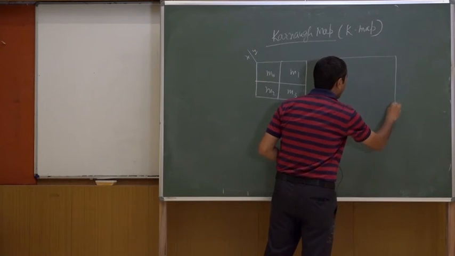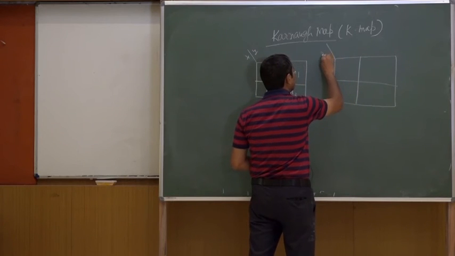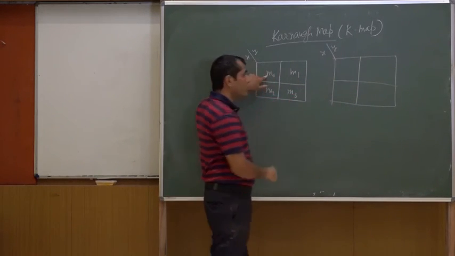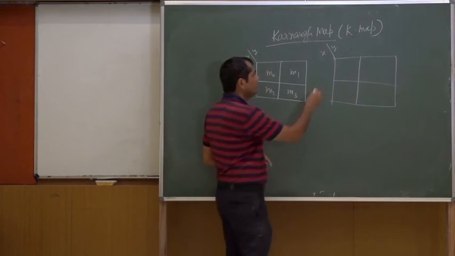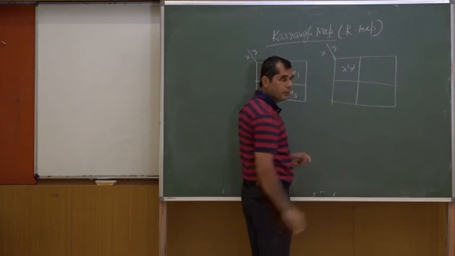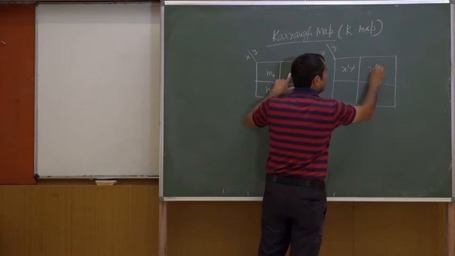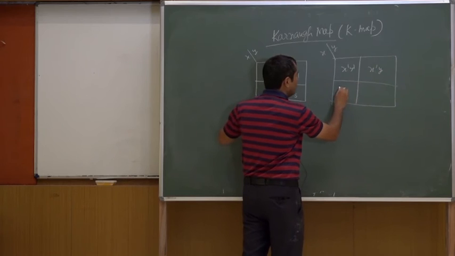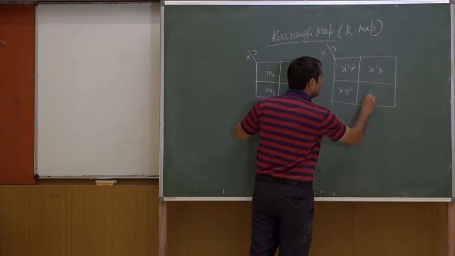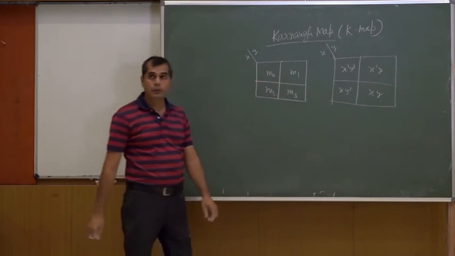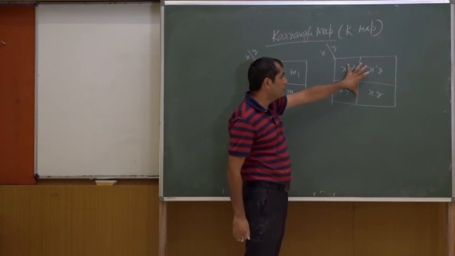Alternatively, I can also write in this fashion: x, y. M0 is what? X prime, y prime, 0, 0. So, in place of m0, I can write here x prime, y prime. Then m1, that is x prime y, m2, that is x y prime, and then m3, this is x y. So, what you see, just look at this table, look at this K-map.